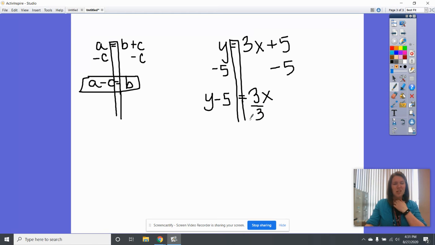Here's another thing that gets a little tricky. I don't just do part of it by 3. I divide the whole thing divided by 3. So 3 divided by 3 is 1. 1 times x is just x. So I just have x equals.